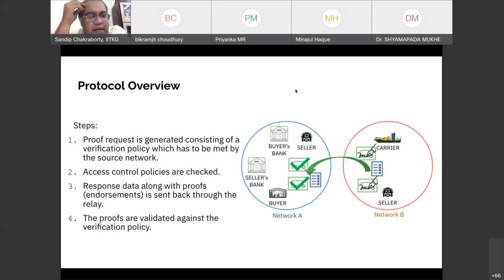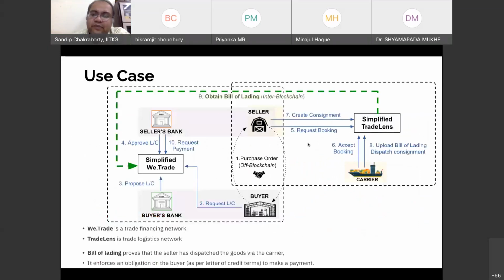So, for example, if I go to that earlier diagram, this example is between the buyer and the seller. You are setting up a kind of purchase order with a seller. Now, whenever I am going to do a cross-chain transfer, you see that the seller is a participant of both networks. It is a participant of the WeTrade network as well as the TradeLens network, right?